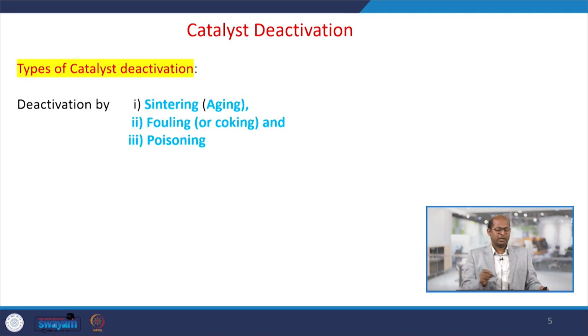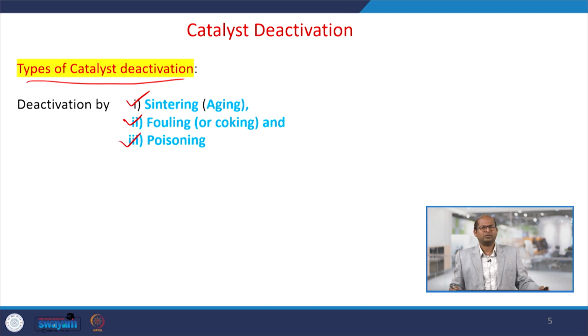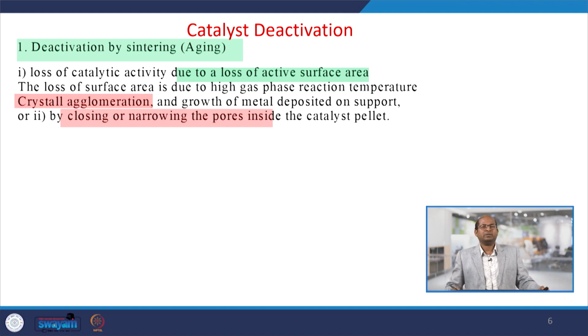Now, there are various types of catalyst deactivation, as I said. Number 1 is due to sintering or aging. Number 2 is fouling or coking, and number 3 is poisoning. These are the three normal types of catalyst deactivation usually observed when conducting any reactions, such as cracking. So, what are the reasons? Now, one by one we will discuss.